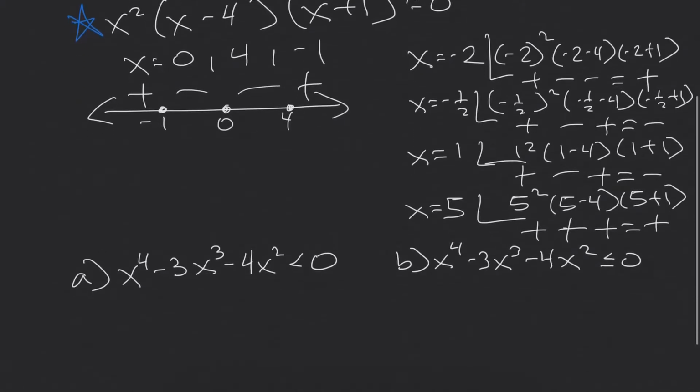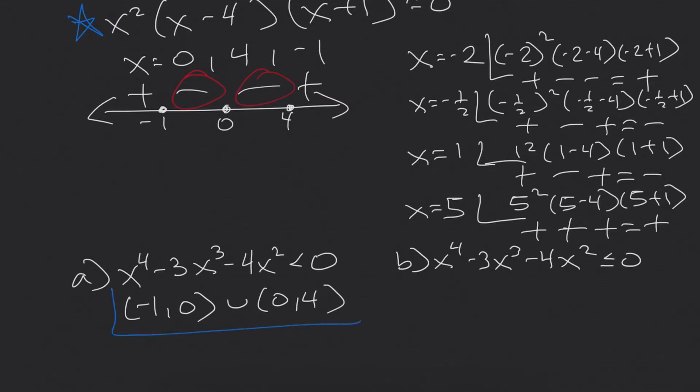And let's see here. So both these are less than, so I want the negatives in this case. And part A, so less than 0. So I don't want to include the x-intercepts. I don't want the zeros on part A. So I want everything between -1 and 0. Also everything between 0 and 4.